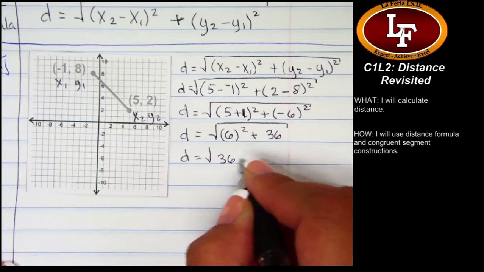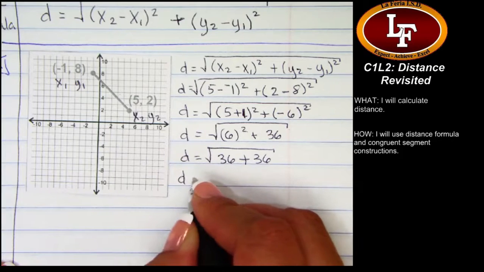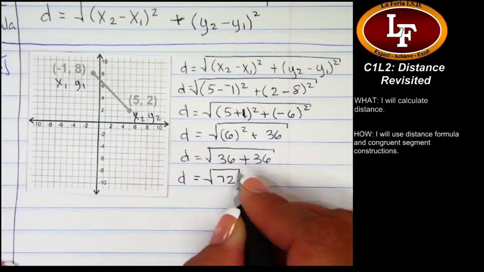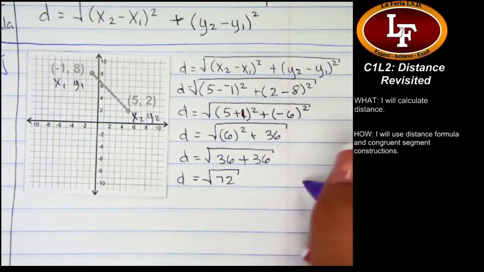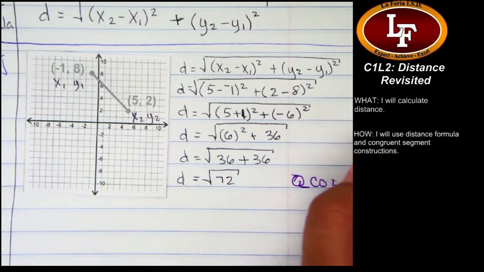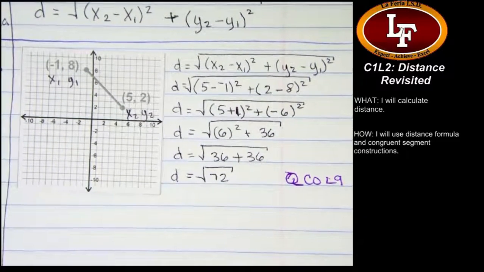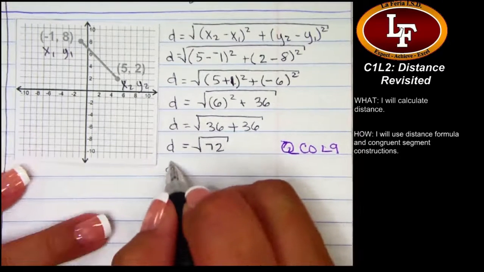Gonna square that, and I end up with the square root of 36 plus 36. When I add those together, I'm gonna get the square root of 72, but I can't leave it this way. I have to reduce it. And so please recall that this is Chapter 0, Lesson 9 information, reducing radicals, or simplifying radicals, rather. Right, so I'm going to go ahead and do that process here.